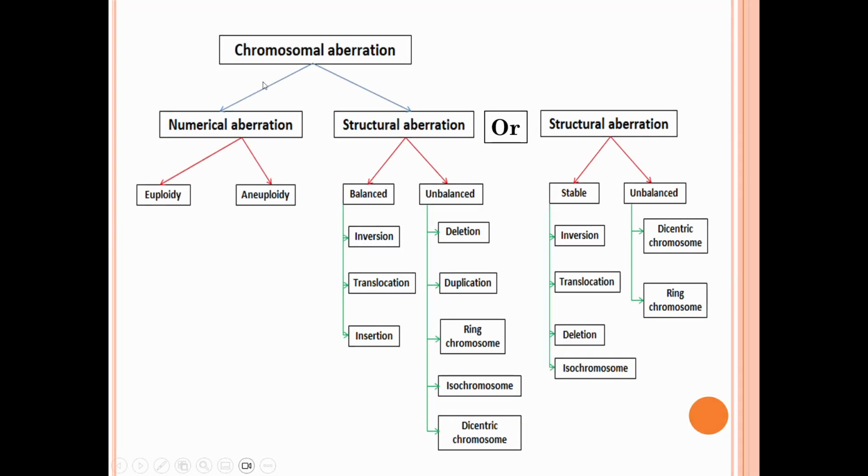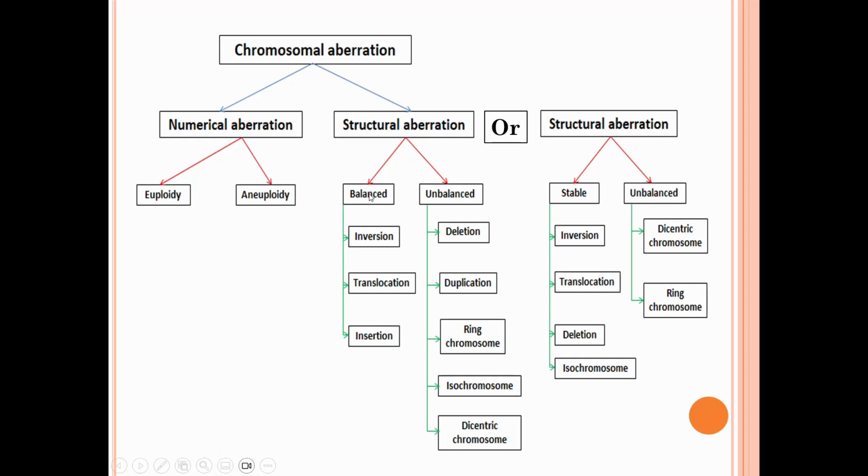So, summary of the chromosomal aberration: it can be numerical aberration or structural aberration. In numerical aberration you know what is euploidy and what is aneuploidy. Euploidy means multiple sets of chromosomes, aneuploidy means additional or lesser number of chromosomes. Euploidy examples can be triploidy, tetraploidy; aneuploidy I told you, there can be monosomy, there can be trisomy.